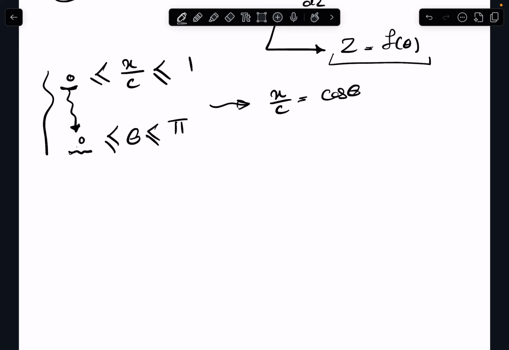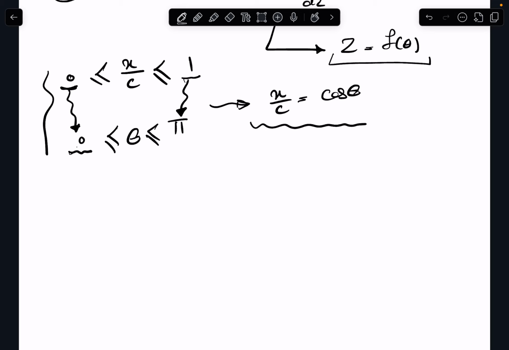And for this as well, if we put x over c equal to 1, then theta is going to become 0. So 1 does not become pi, which means that this is not a good transfer function.